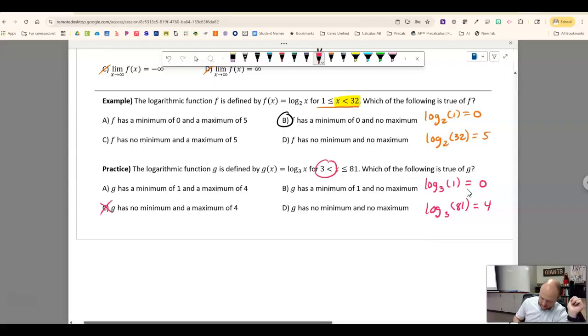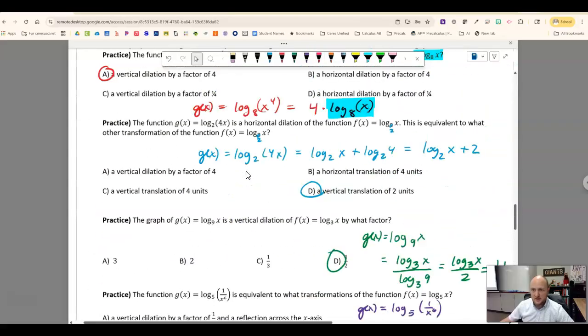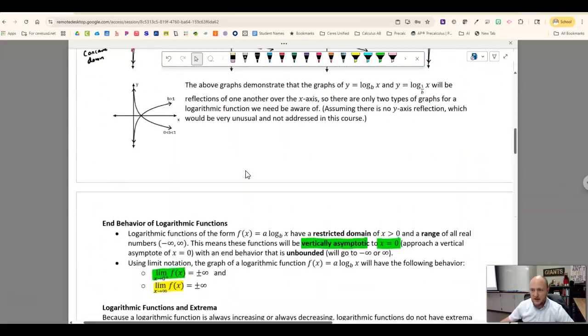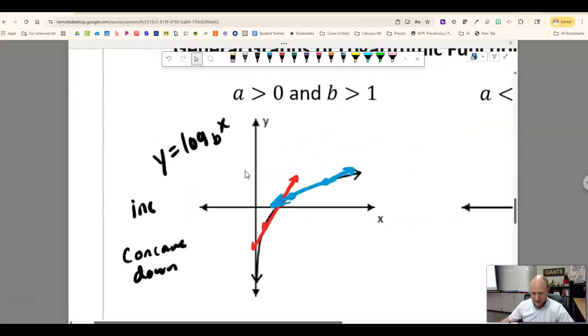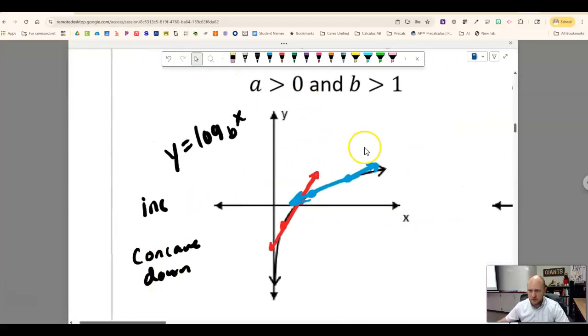I know it's kind of weird. I don't really like this question. Or sorry, that should be our answer: no minimum and a maximum of 4. Okay, kind of a weird notation there. Anyway, that is logarithmic functions. You've got a graph that curves like this guy, increasing, concave down, and yeah, that's it.